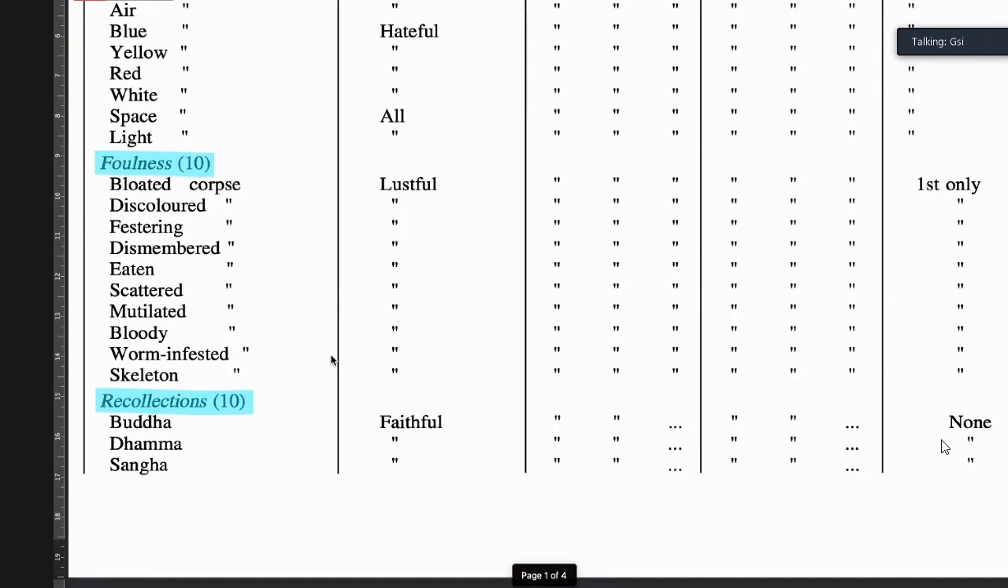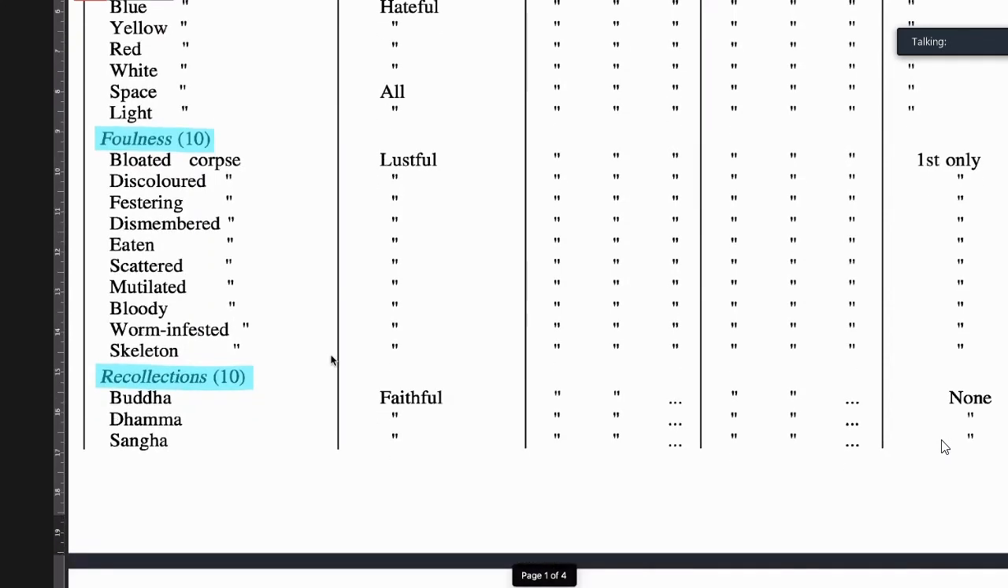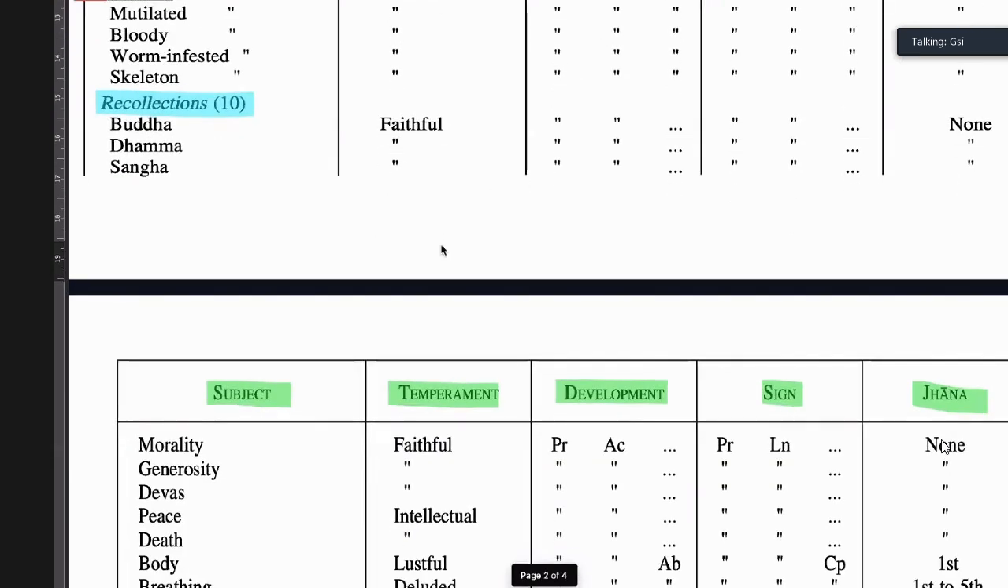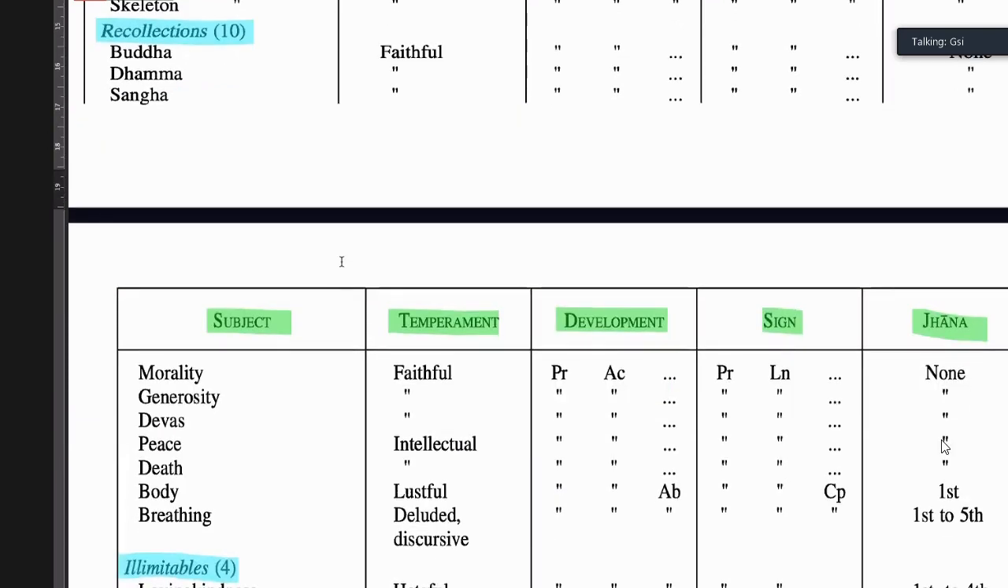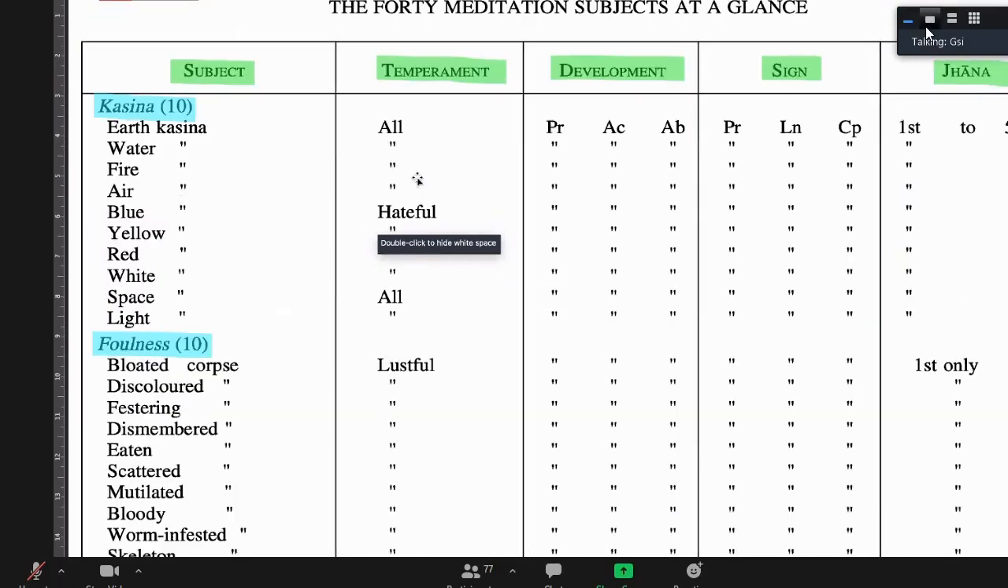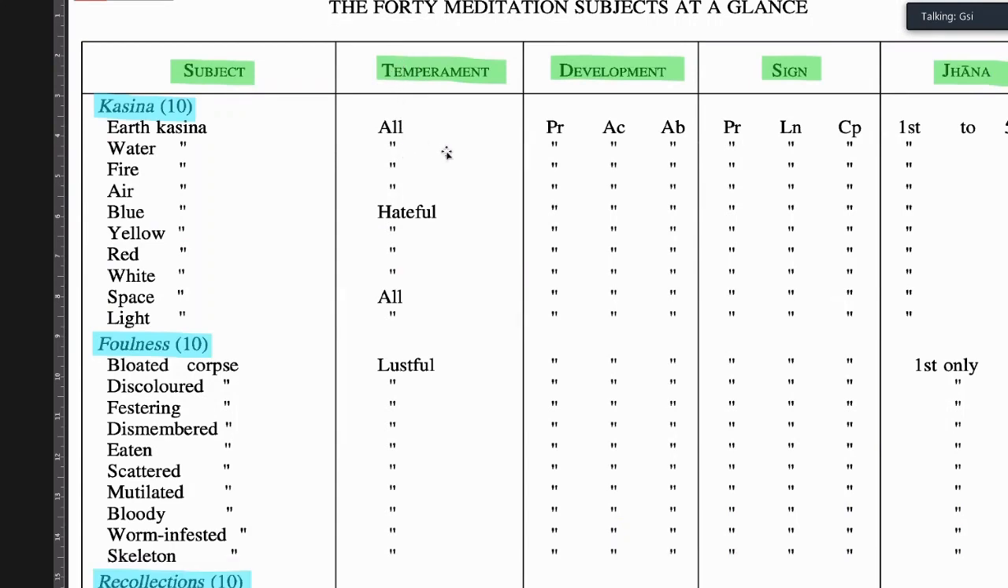Again, the recollection. We have 10 types of recollection, 10 types of meditation connected to recollection. Again, temperament, we talk about this temperament maybe on another day. Basically, there are 6 types of temperament.